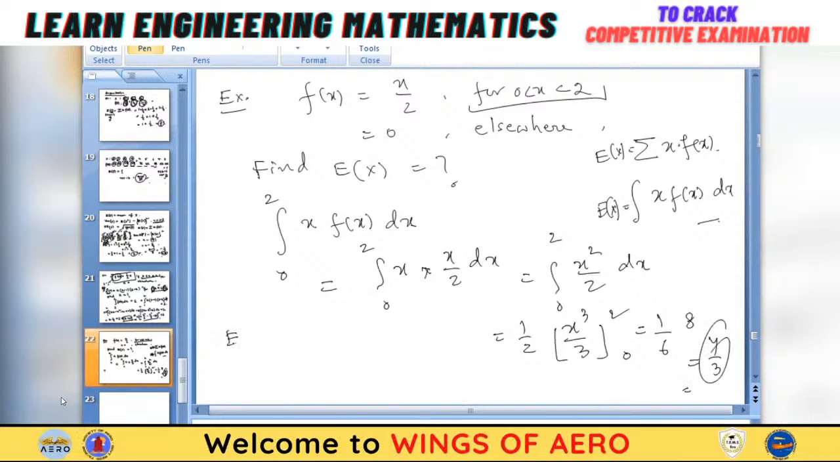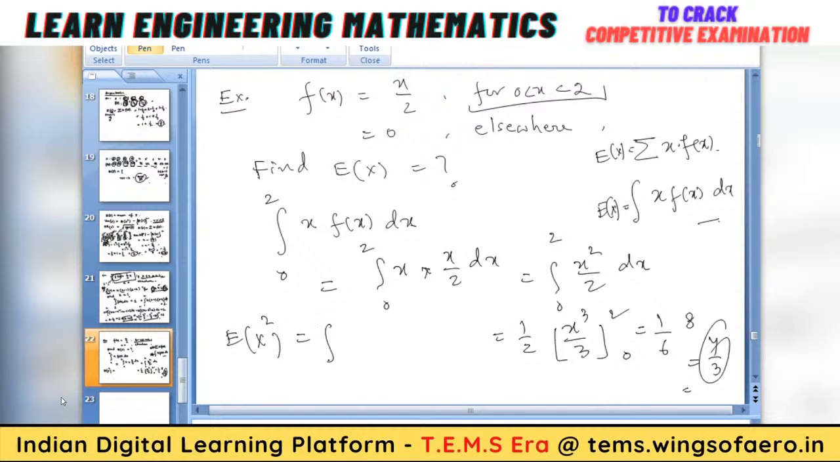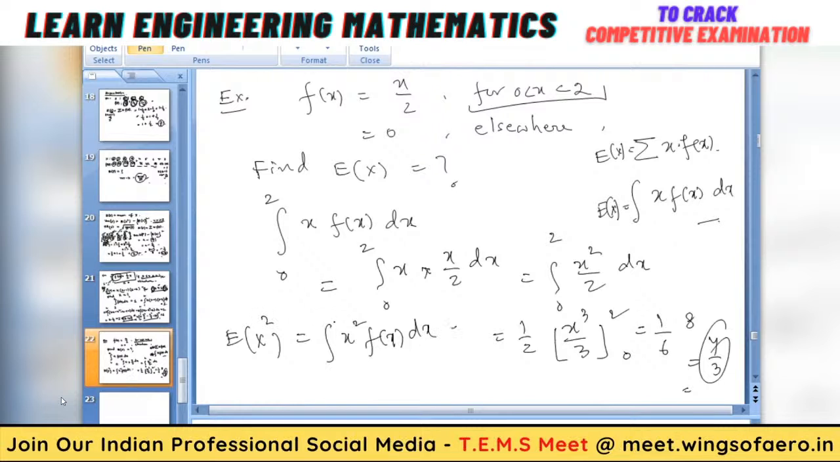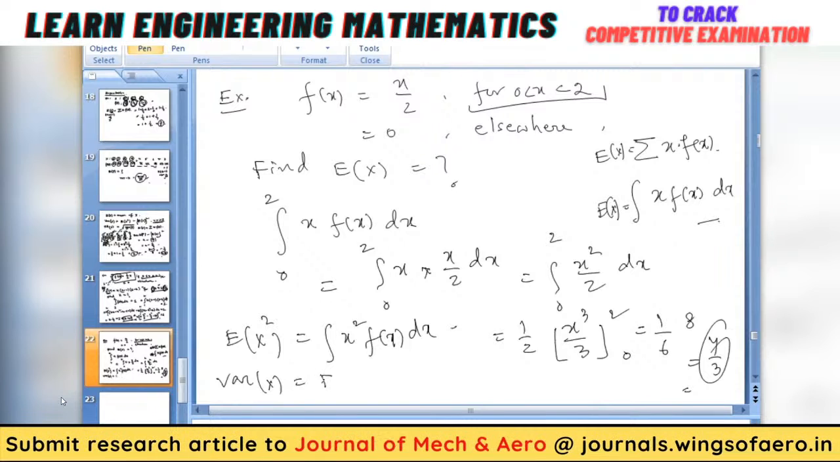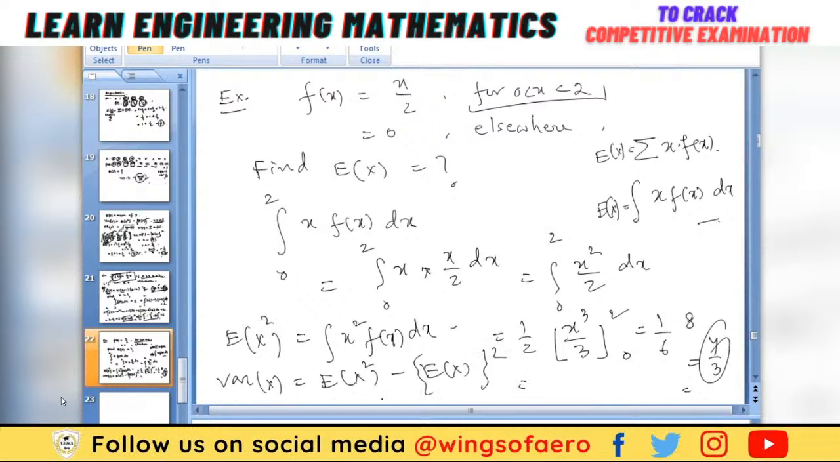Similarly, expectation of x square should be integration of x square fx dx. Similarly, what is the variance? Variance of x is equal to expectation of x square minus expectation of x whole square. Just follow this formula. You can find the variance also.